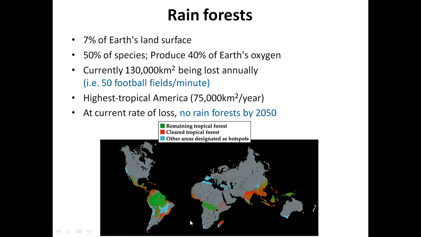If you look at this map, you can see that the red areas are cleared tropical rainforests. So we've lost most of the tropical rainforest in Asia and Southeast Asia, some parts of Brazil and Madagascar, and some parts of Africa. But the good news is we still have a significant amount of tropical rainforest, mainly in South America. This is the mighty Amazon, and this is the Congo Basin, and we have some large tracts of rainforest in Papua New Guinea and Malaysia.